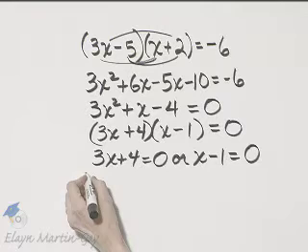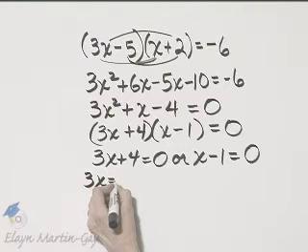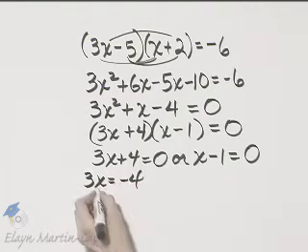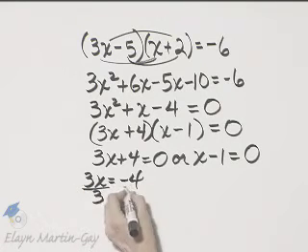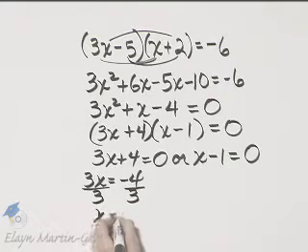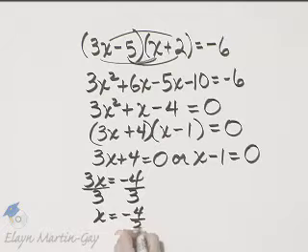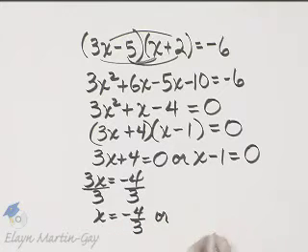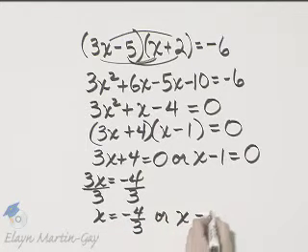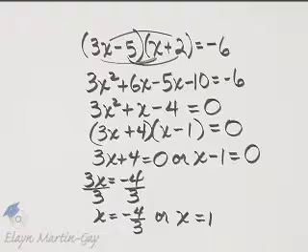How do we solve this? I'll subtract 4 from both sides, and I'll have 3x is negative 4, divide both sides by 3, and x is negative 4 thirds. Or here, add 1 to both sides, and I'll have x is 1. So I've got two solutions. Negative 4 thirds is a solution, and 1 is a solution.